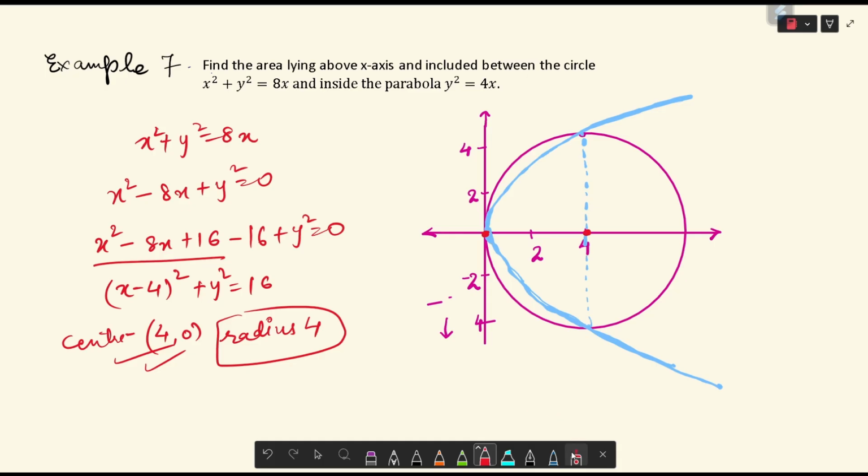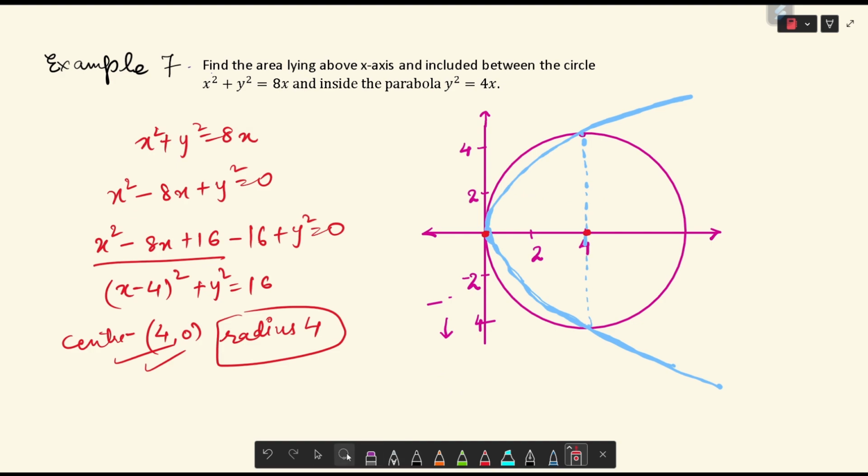Now, okay, so we have identified this. Now inside the parabola y square is equals to 4x. So y square is equals to 4x is a rightward opening parabola. So we have done this parabola thing. We have made this parabola. Now we need to find out the point of intersection.